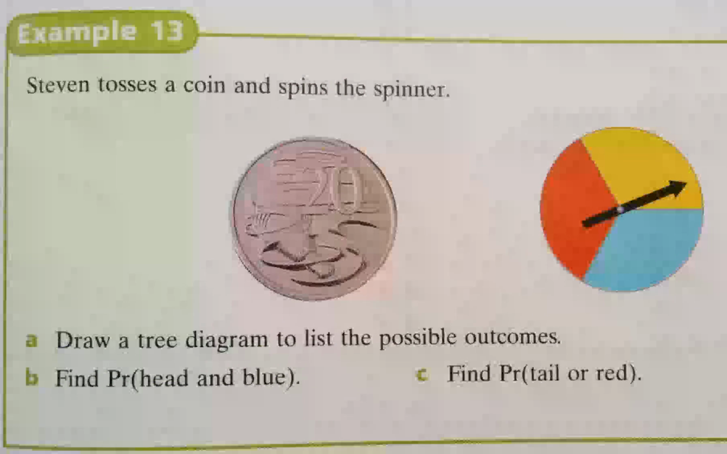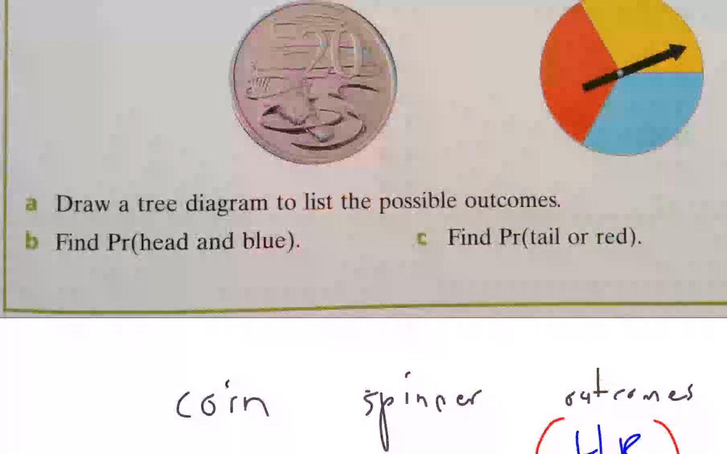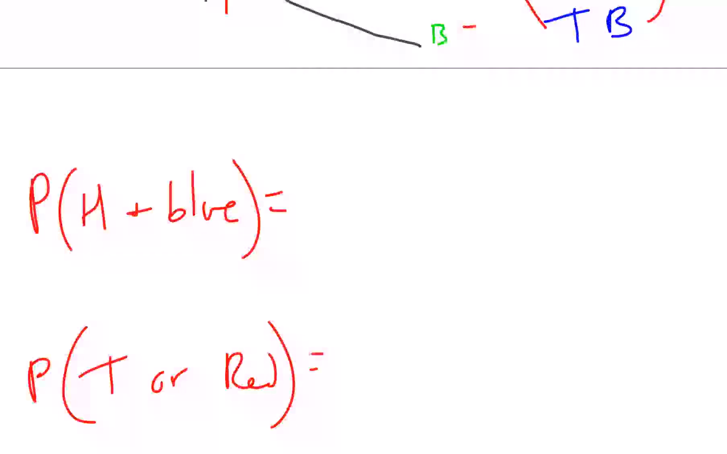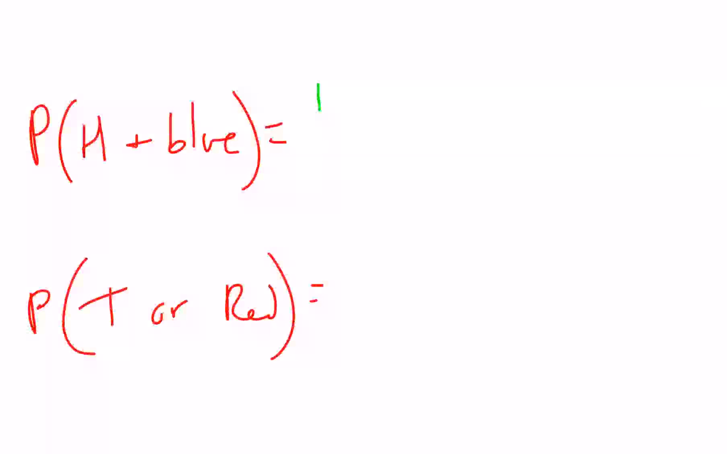Find the probability that it's a head and it's blue. Well, the only thing that satisfies that is heads and blue. We're not asking or, we want and. One probability only. So that's 1 out of a total possibilities of 6.